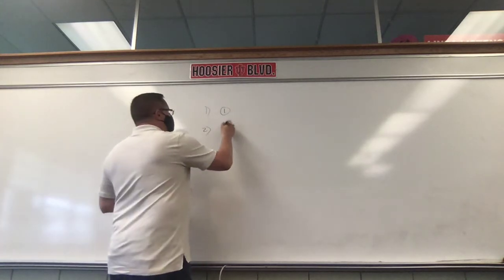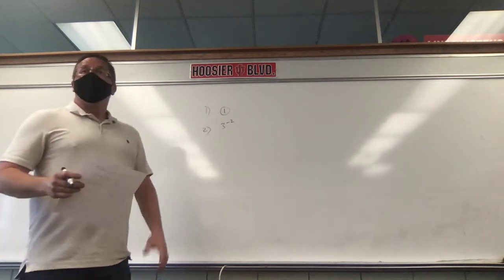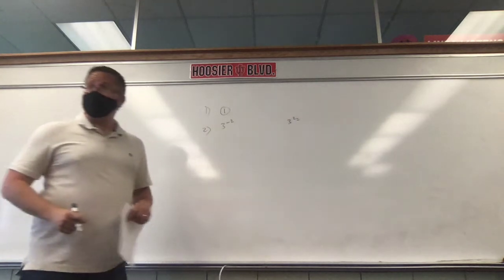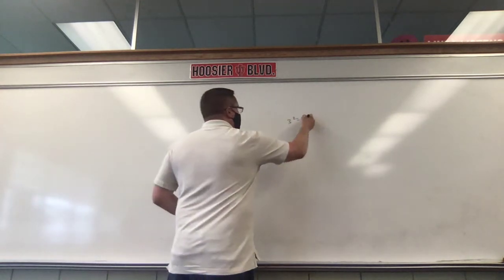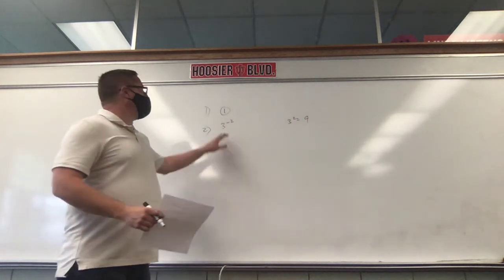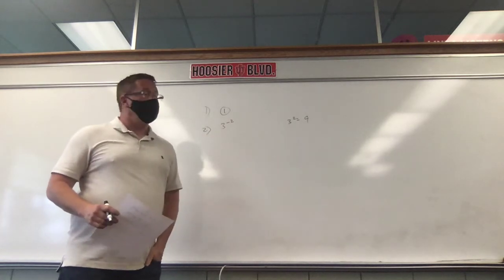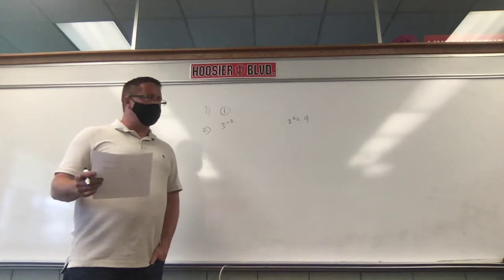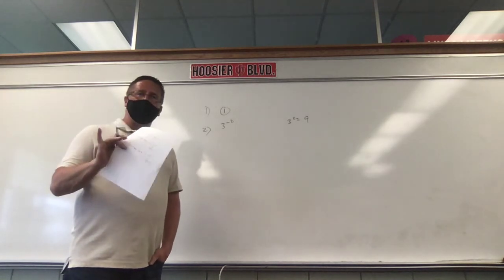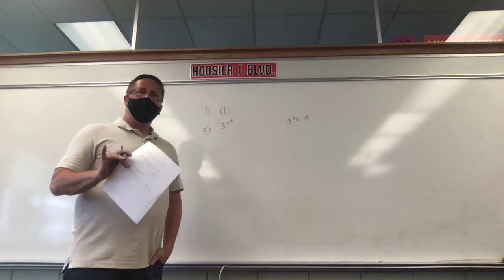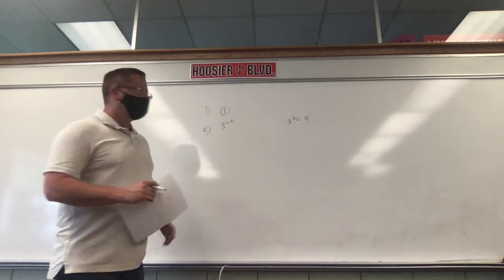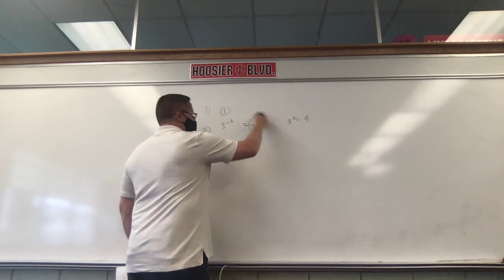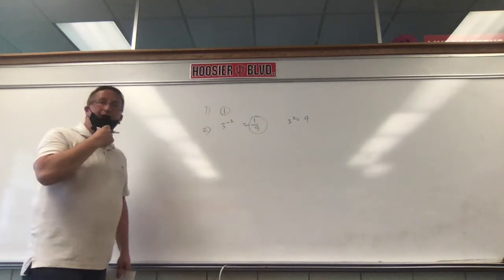Okay, 3 to the negative second power. Well, 3 to the second power is 3 times itself, which is 9. Now be careful. Everybody thinks, well, then 3 to the negative second is negative 9. No, it's not. Negative exponents don't make it negative. It makes it under a 1. So 3 to the second is 9, so 3 to the negative second is 1 over 9. Negative exponents put it under a 1.